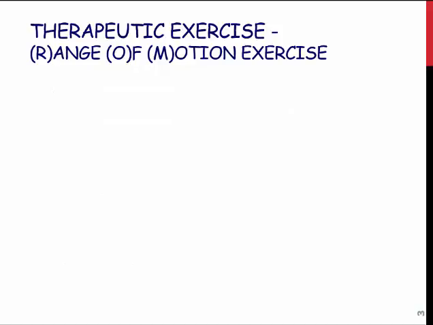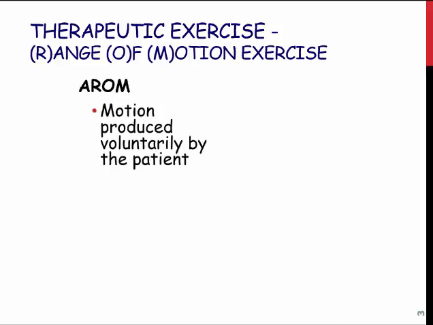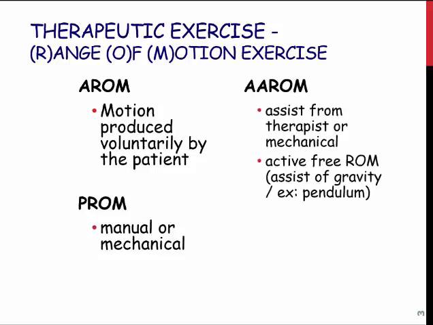With respect to therapeutic exercise, there are categories of exercise that we will now examine. First, we will discuss range of motion exercises, or as we abbreviate them, ROM. There are three types of range of motion exercises: active range of motion, passive range of motion, and active assistive range of motion. Active range of motion is defined as motion produced voluntarily by the patient.